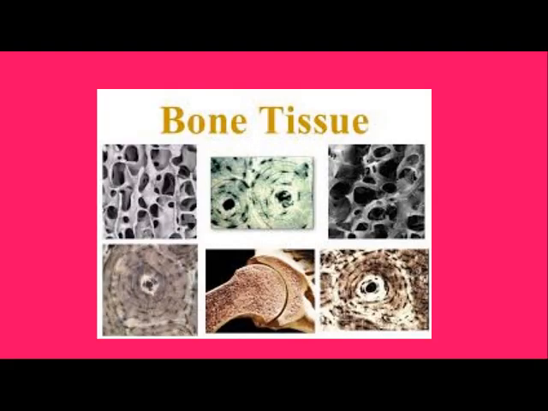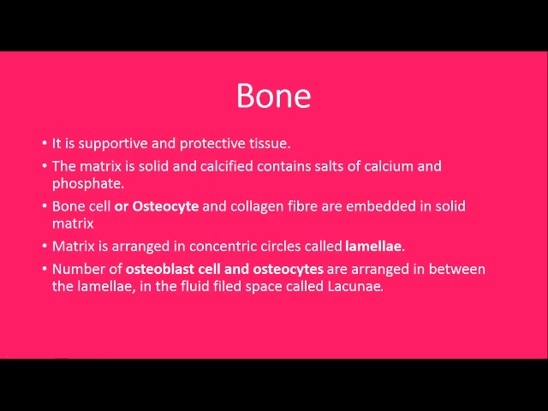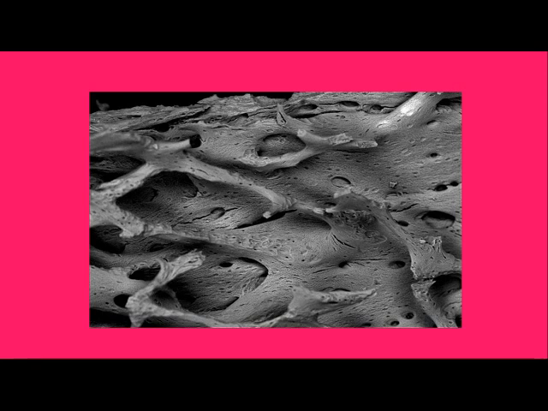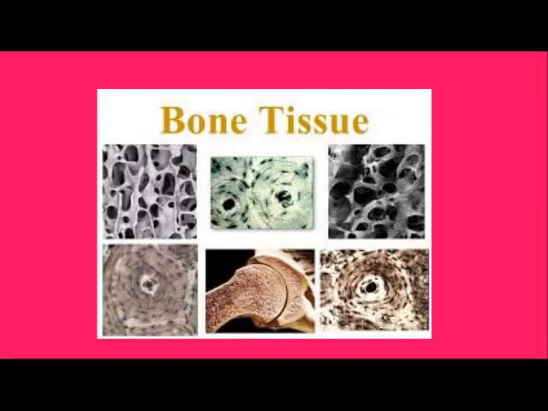You can see in the picture, children, how these rings are arranged. A number of osteoblast cells and osteocytes are arranged in between the lamellae, and fluid is filled in the space which is known as lacunae. Now, what is osteoblast, children? Osteoblast means the young bone cell, and osteocytes are the mature bone cells. So, this is the diagram of a bone. You can see this is the diagram I was talking about.